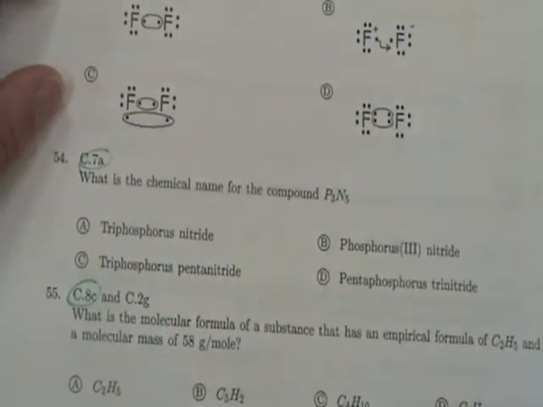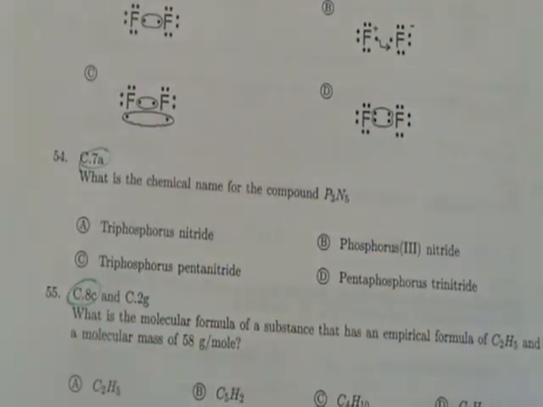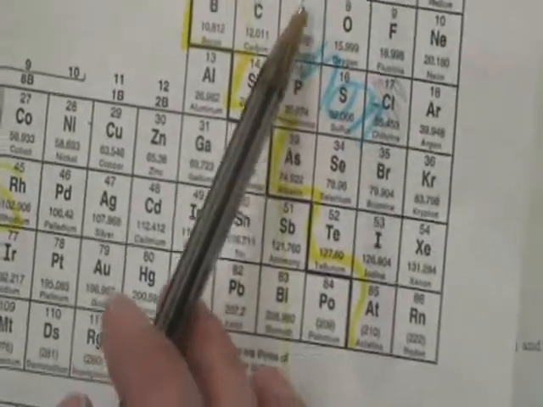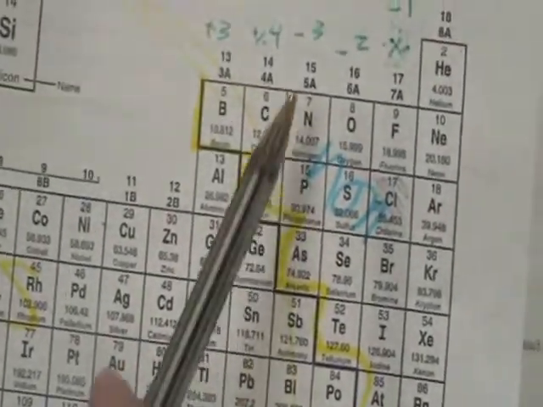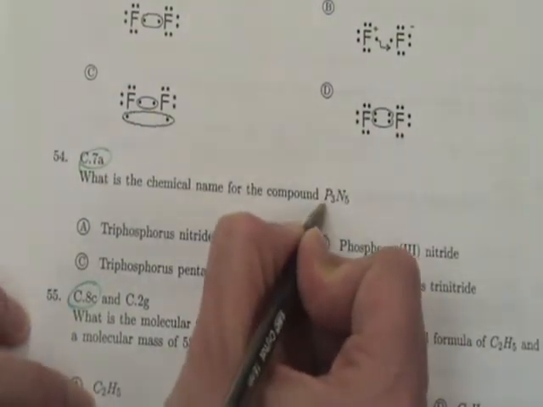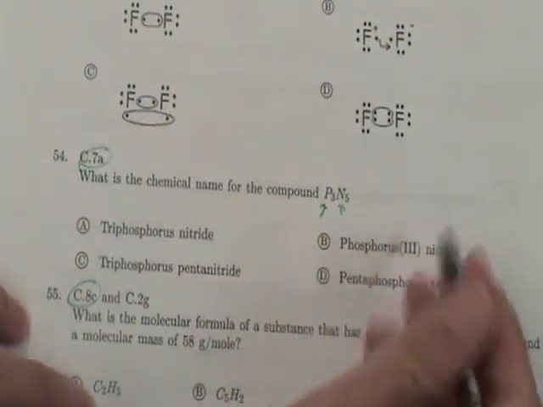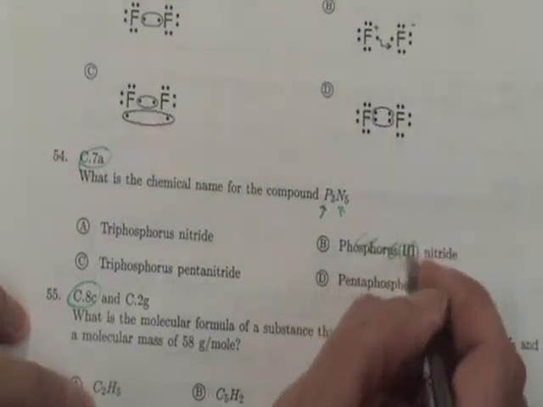First thing you need to do, identify, is this ionic or covalent? We have phosphorus, we have nitrogen. So let's look on the periodic table. Both of these are nonmetals, right? So this is a covalent compound, which means this 3 goes with the phosphorus and this 5 goes with the nitrogen. We can automatically cross out B.